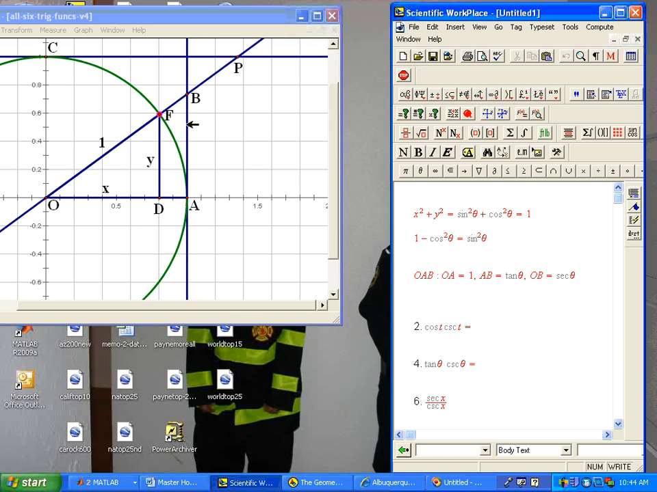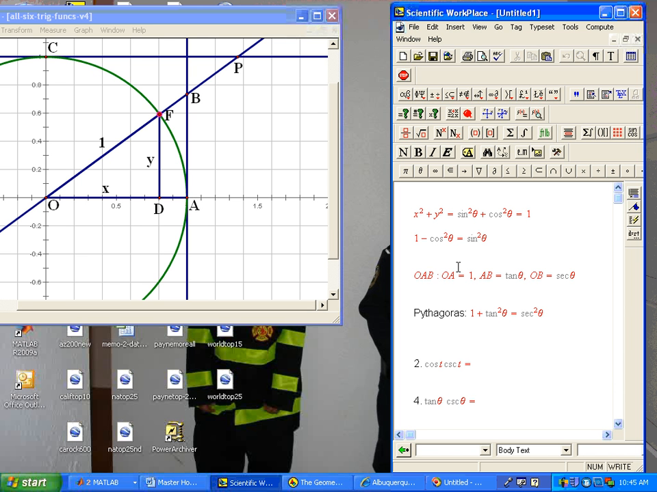You may want to go back to your notes if you're not clear on how that worked. It was really similar triangles; these three triangles are all similar to each other, so ODF and OAB are similar. Let's apply Pythagoras to that. That says 1, which is OA squared, plus AB squared, which is tan squared theta, is equal to OB squared, which is secant squared theta. That is another version of the Pythagorean identities.